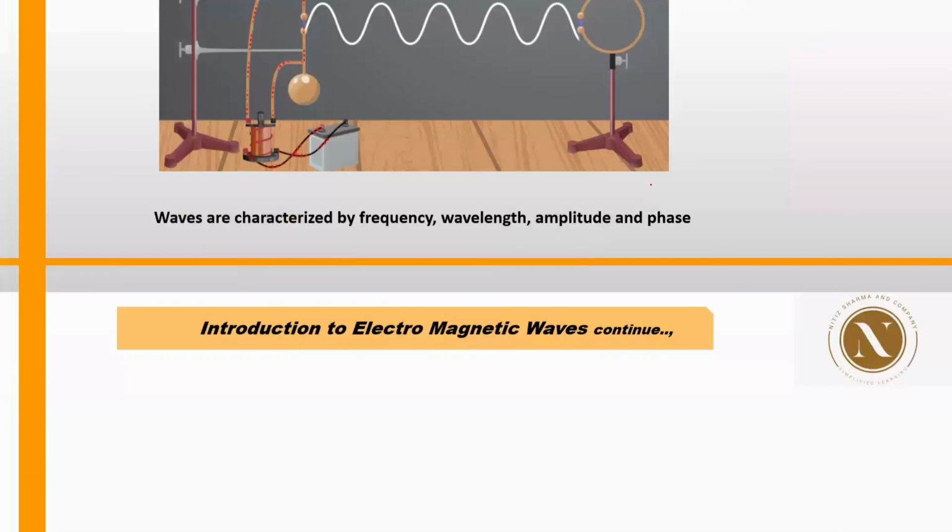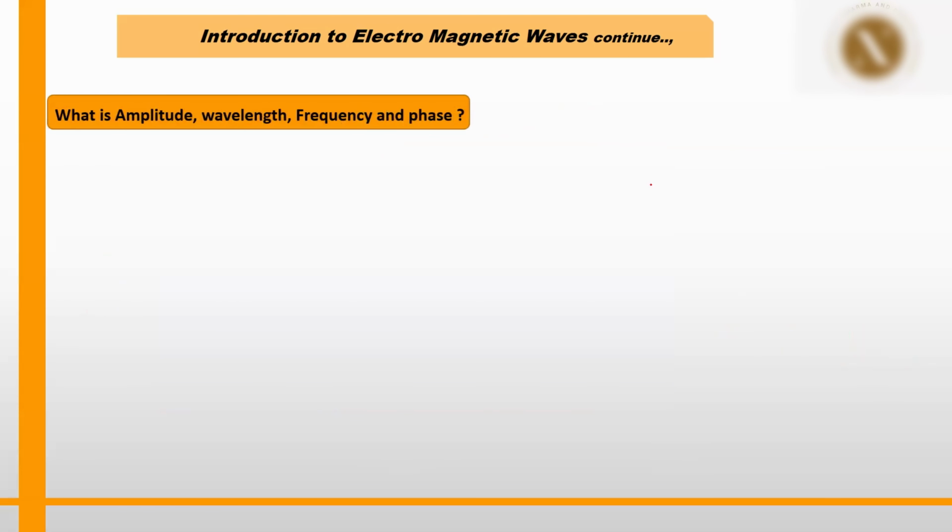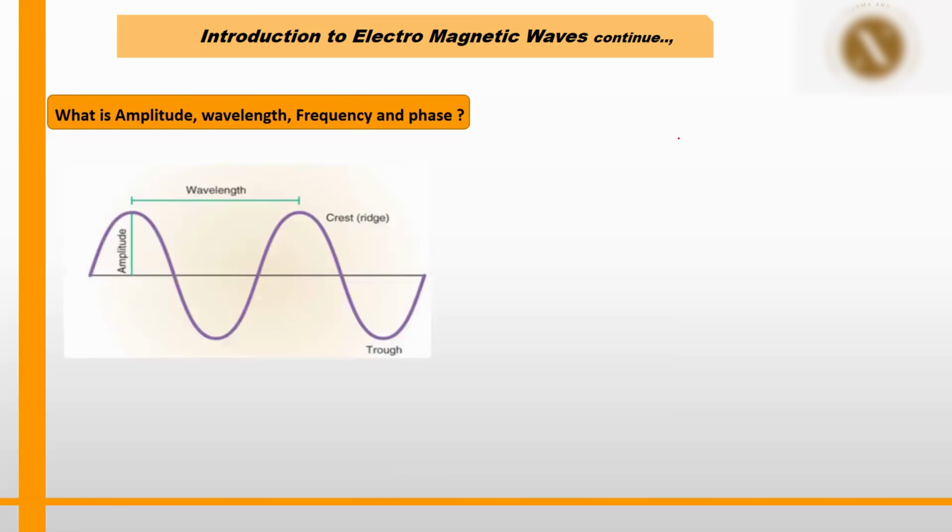Maxwell had already come up with the analogy of the electrical waves and the magnetic waves and all. So we'll expand our knowledge a bit more on these concepts today. We will understand what the characteristics of a wave are. A wave is nothing but a radiation.